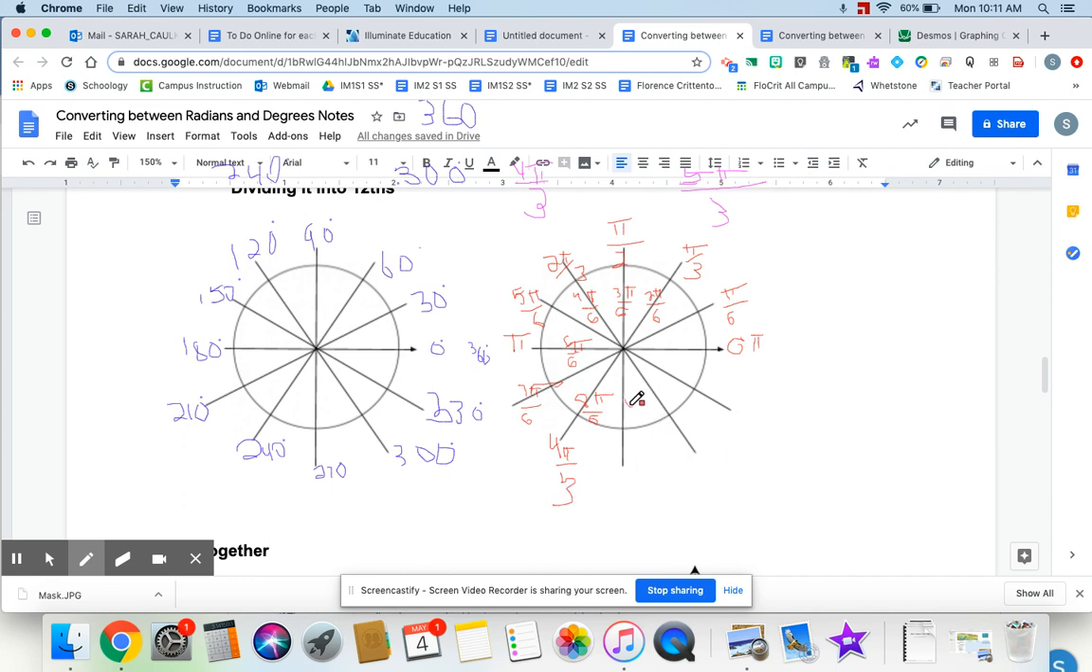9 pi over 6 also reduces. 9 pi over 6, they both divide by 3. So if I divide 9 by 3, I get 3. And if I divide 6 by 3, I get 2. And this is in the same place as 3 pi over 2. Oops. That's supposed to say 2.